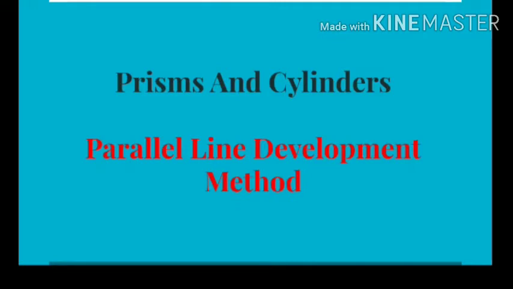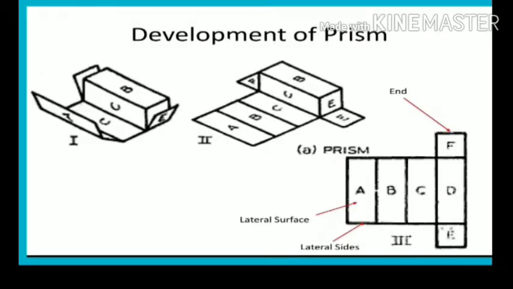Now let us have a look on the prisms and cylinders development. The methodology used here is the parallel line development method. Now the picture which is shown here, first the square prism is wrapped with the paper, again by naming it for the surfaces, each lateral surface, top face as well as the bottom face. The same number has been adopted, transferred to the paper, and now this folded paper is unfolded and it is laid on the single plane, which is shown in the third figure, that is the development of the surface of the prism.